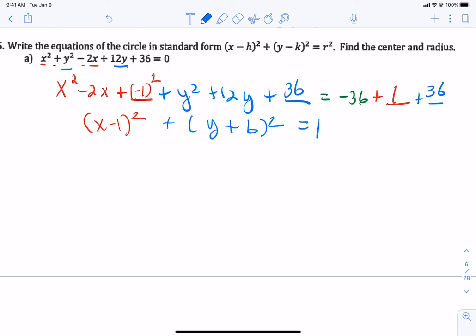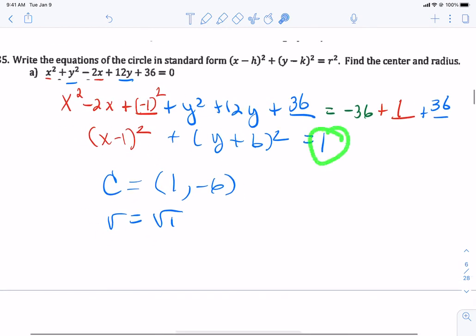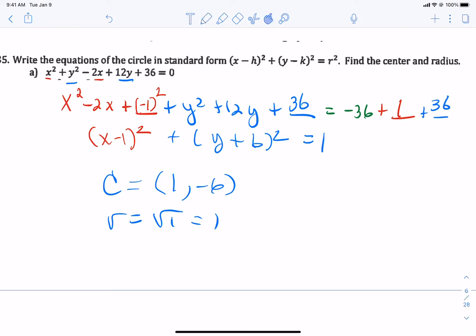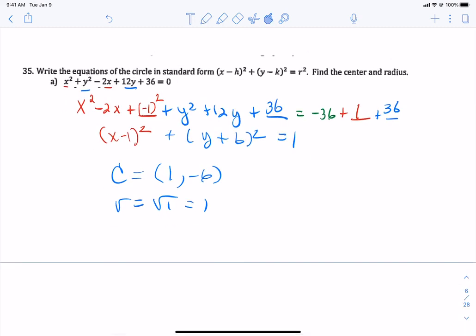So what do we know? Well, the center is +1, -6. Remember, it's always the HK, the opposite of what you see here. The radius is the square root of the number hanging off the end right here. And the square root of 1 is 1. So there is 35, completing the square to find the standard form of a circle. Now you use that same technique if you're trying to put it into standard form for an ellipse. Even parabolas, you can use somewhat that same trick.